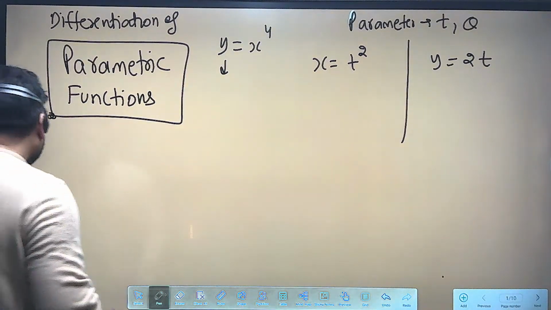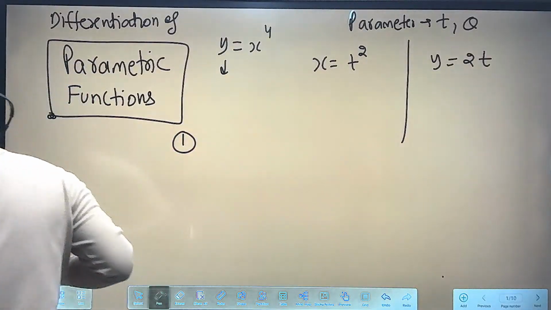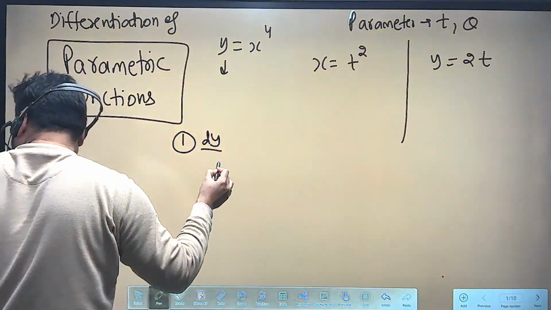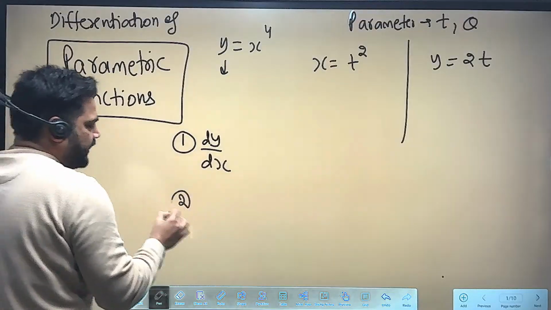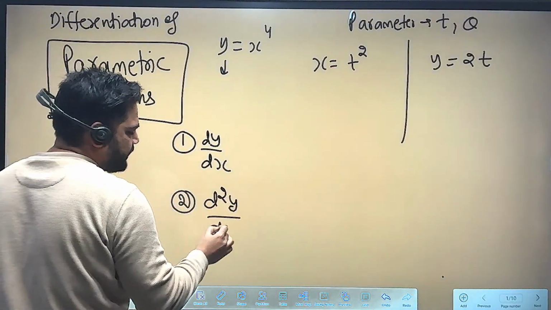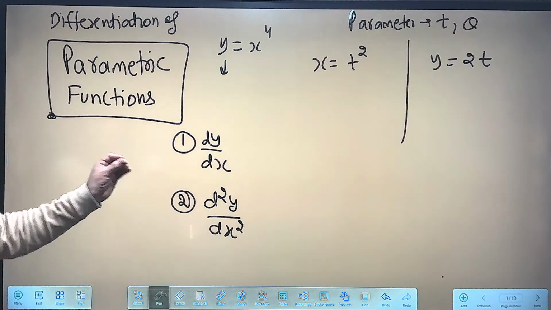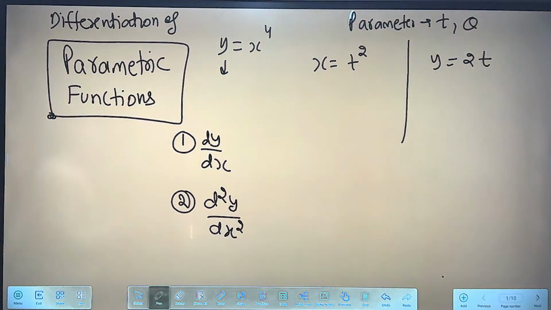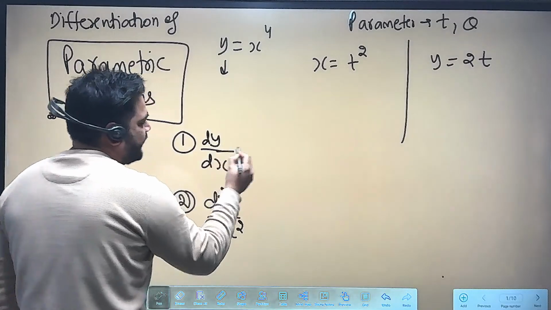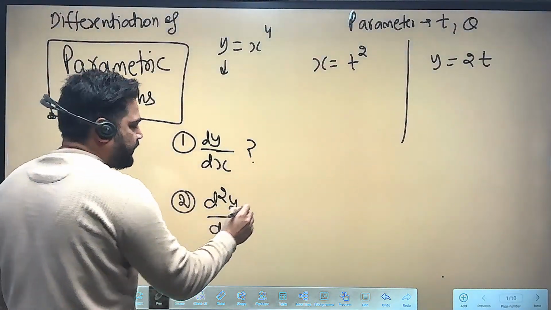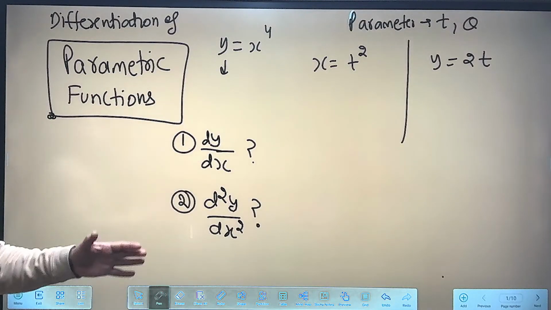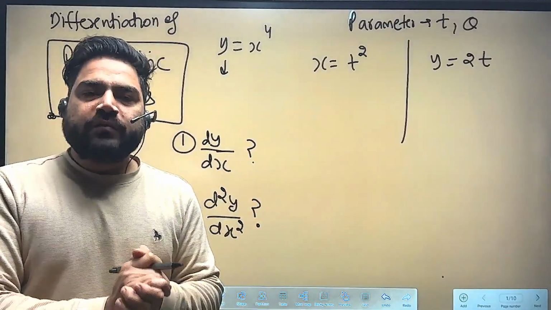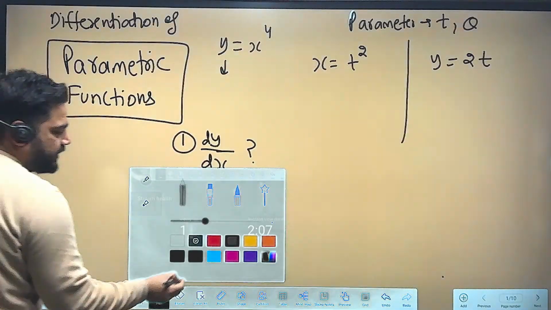Now they can ask you two questions. The first question is how to find dy by dx, and the second question is how to find the double derivative. One question is how to find dy by dx, and one is how to find its double derivative. They can ask both of them from us. Based on the parametric form, x is given in terms of t, y is also given in terms of t, and we need to find the derivative and double derivative.